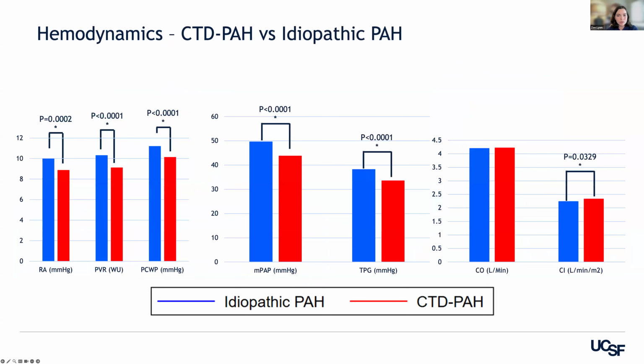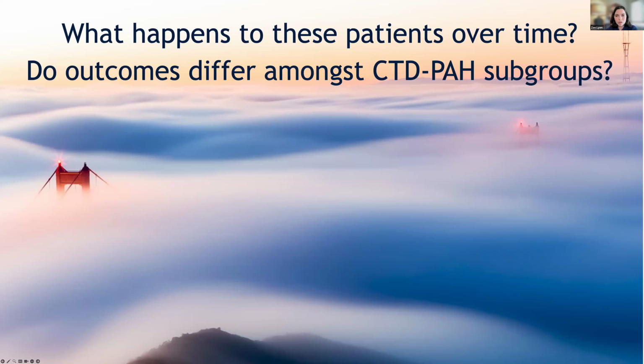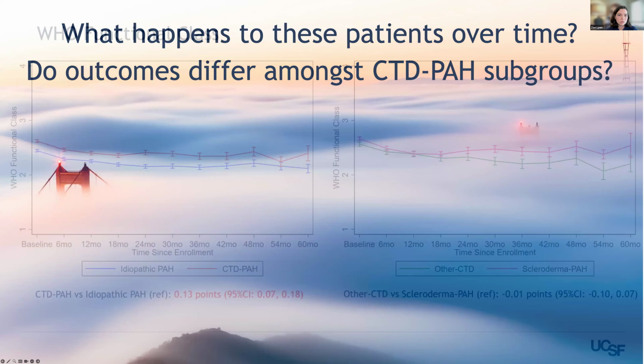In looking at baseline hemodynamics, connective tissue disease PAH patients have more favorable hemodynamics at baseline, basically across the board. They have lower right atrial pressure, lower PVR, lower wedge pressure. They have a lower mean PA pressure, lower transpulmonary gradient, and a higher cardiac index. So knowing all of this, with better baseline hemodynamics and worse disease severity at baseline, we also wanted to know what happens to these patients over time, and do outcomes differ amongst CTD-PH subgroups.